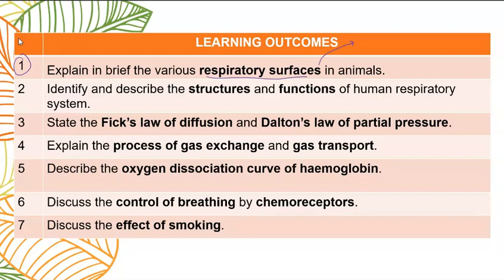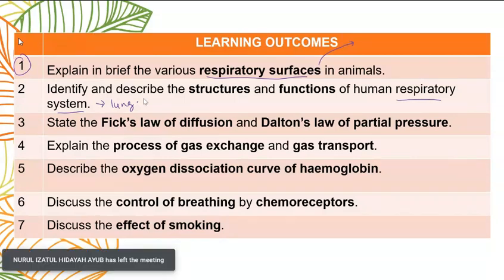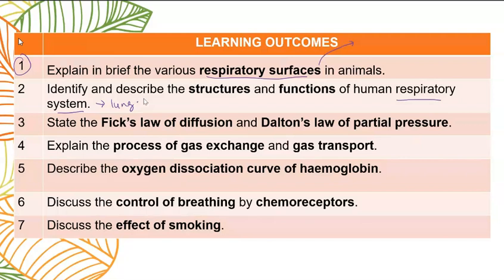Number two, identify and describe the structure and function of the human respiratory system. Basically, in the human respiratory system, we depend on our lungs for gaseous exchange, and the oxygen is distributed and the carbon dioxide is removed from your body through the circulatory system. Then number three, state Fick's law of diffusion.